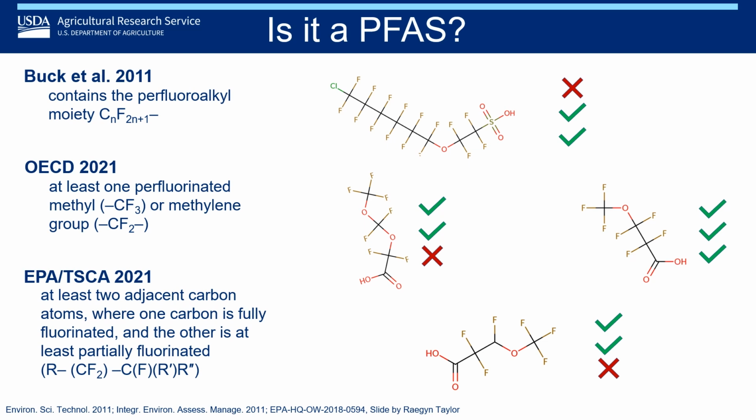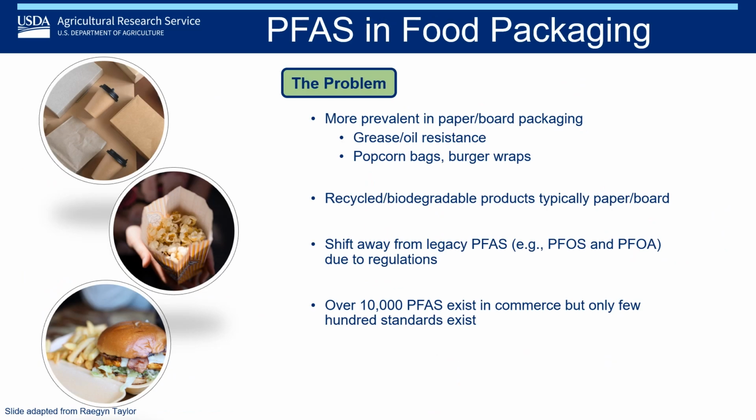While PFAS have been used in commerce for over 50 years at this point, food packaging became more of a recent issue due to the shift away from single-use plastics towards more recyclable and biodegradable products, which are typically made of paper and cardboard. These products require a grease and oil resistance, and due to the inherent properties of PFAS, it can provide those resistances quite easily.